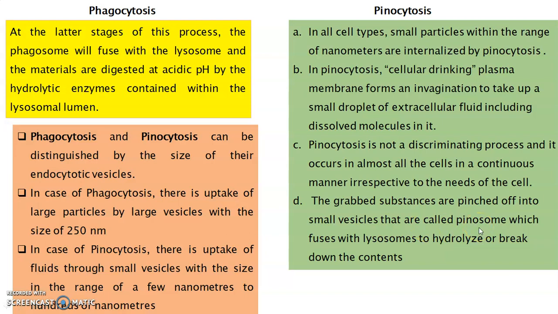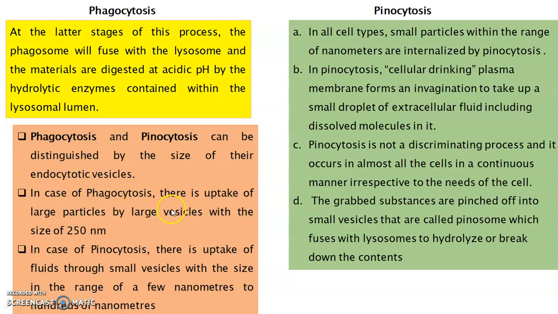Pinosomes are basically small vesicles which grab substances of smaller particle size within the cells, and fuse with the lysosomes to hydrolyze or break down the contents. Phagocytosis and pinocytosis can be distinguished by the size of their endocytic vesicles.